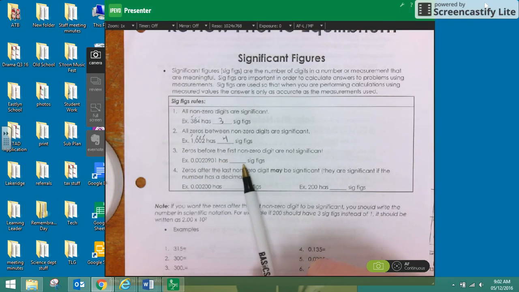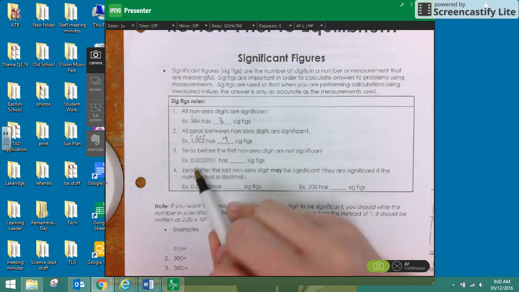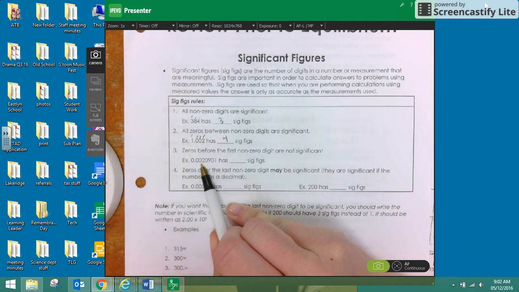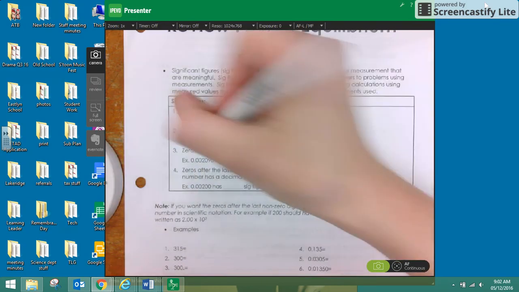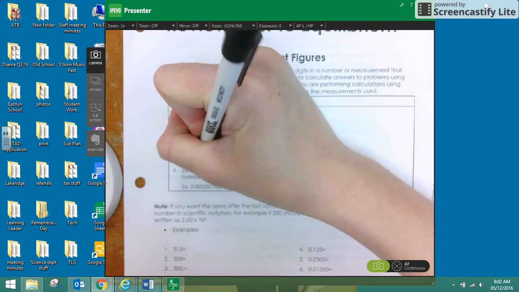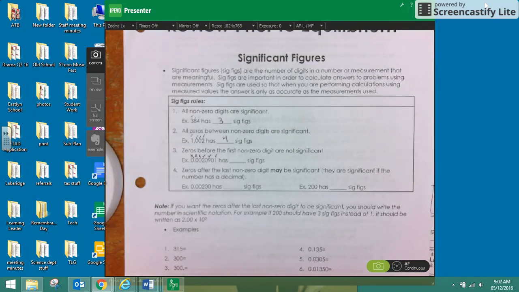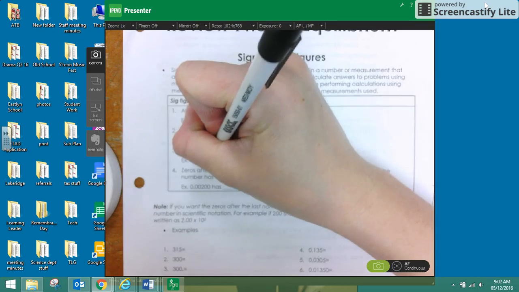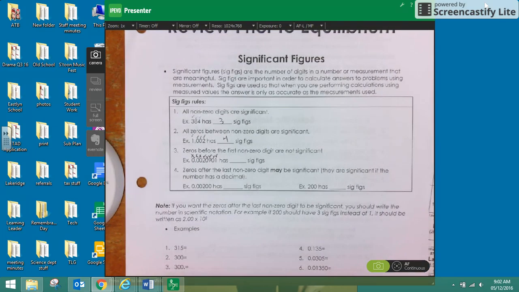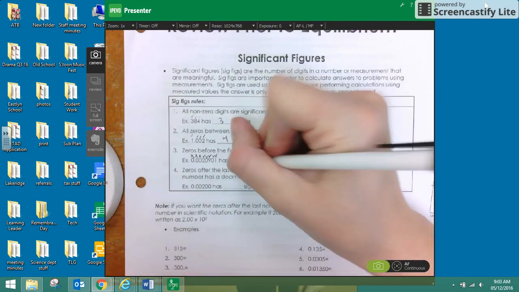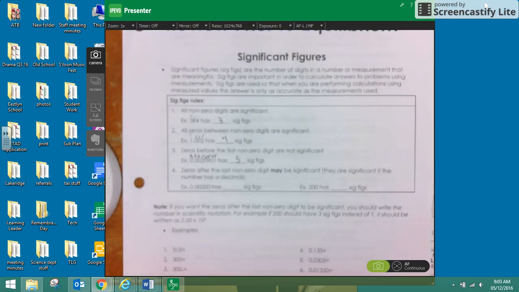Zeros before the first non-zero digit are not significant. So that means front zeros, they don't count. All these zeros that occur in front of the first non-zero digit are not significant. The 2, the 9, and the 1 are significant because of rule number 1, and these zeros in between are significant because of rule number 2. So we have a total of 5 significant figures in that number.